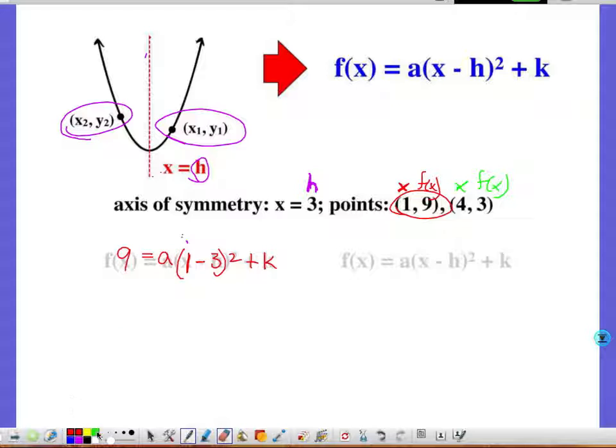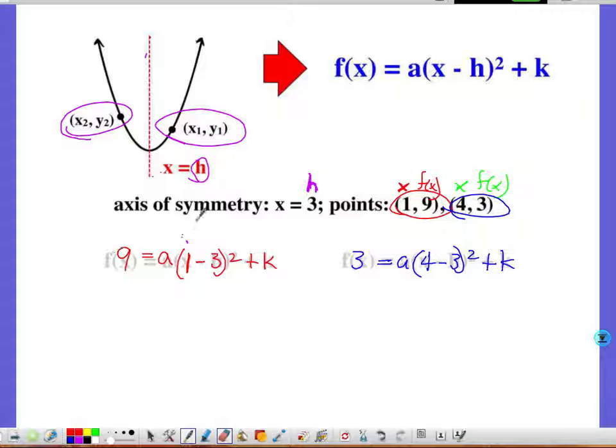Let's set up the second equation. Again, we're going to use this point here. This time my f of x is 3, is equal to a. 4 is going to be x. Again, h is always going to be my opposite value, which is negative 3 squared plus k. Here's my second equation.